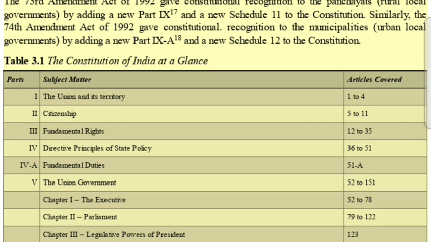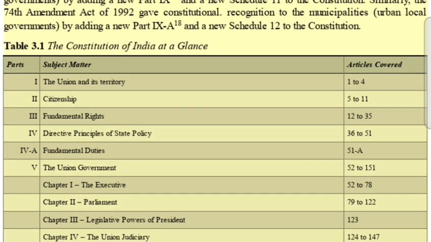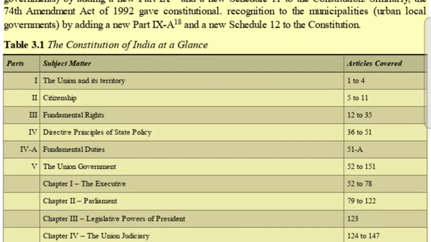Table 3.1, The Constitution of India at a glance. Parts, subject matter, articles covered. Part I, The Union and its territory, Articles 1 to 4. Part II, Citizenship, 5 to 11. Part III, Fundamental Rights, 12 to 35. Part IV, Directive Principles of State Policy, 36 to 51. Part IVA, Fundamental Duties, 51A. Part V, The Union Government, 52 to 151.